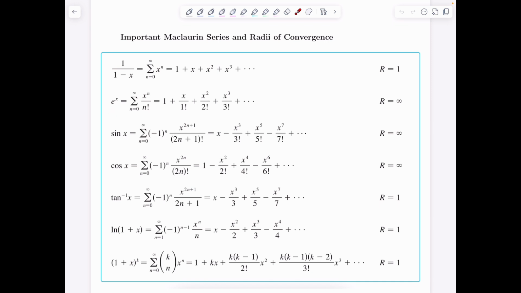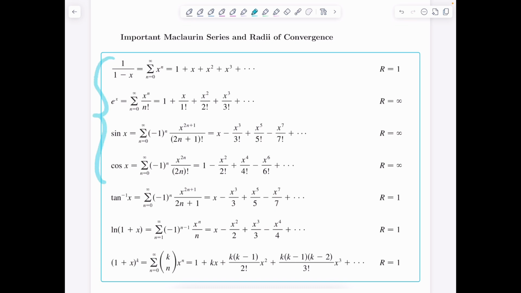And then e to the x, sine x, cosine x, for sure memorize those. Tan inverse of x, it's up to you. I'll show you how to derive it. It's not too bad. But if you want to memorize it, go for it. And then ln of 1 plus x, again, up to you. Ask your instructor. But for sure, memorize these first 5.